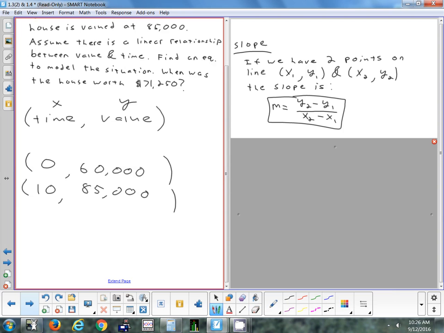Find an equation of the line. Well, this first point tells you something special right away. What information about the equation of a line does this first point tell me? Yeah, go ahead. It tells me the y-intercept.